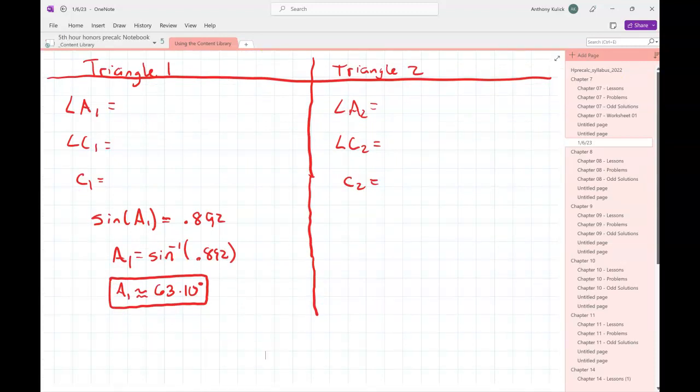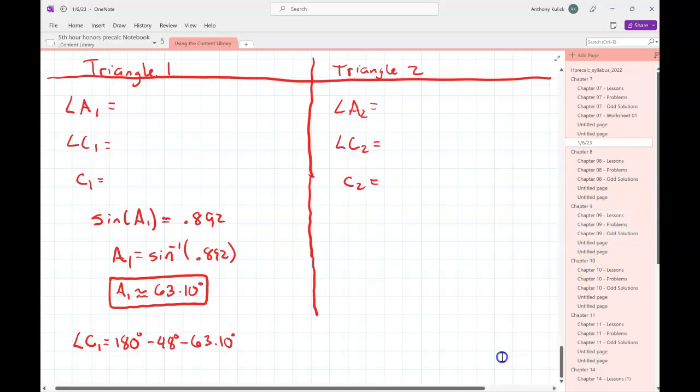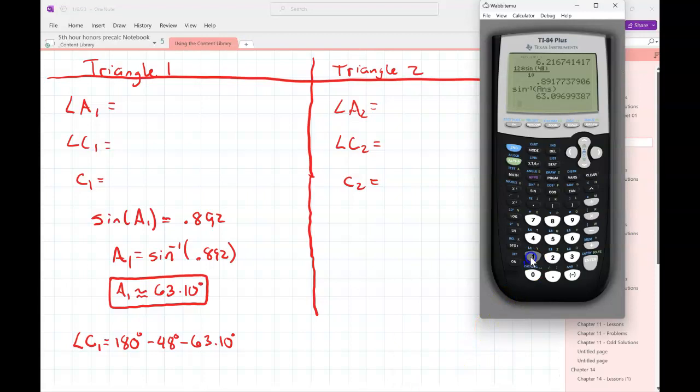Now that I have angle A, angle C is trivial, right? How would I find angle C? Yeah, I know there's 180 degrees in the triangle. So I can just subtract the other 2 angles from 180, and that'll be that. So that gives me 68.90.